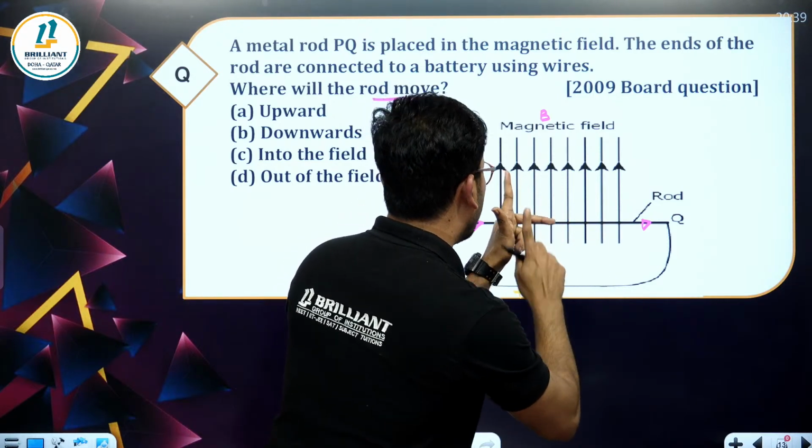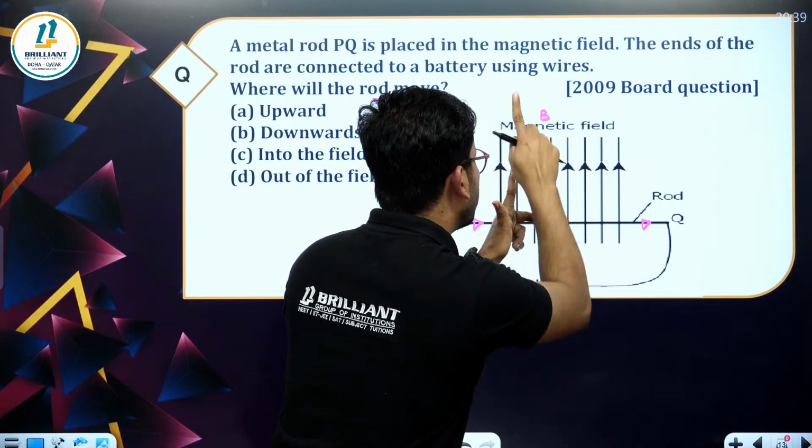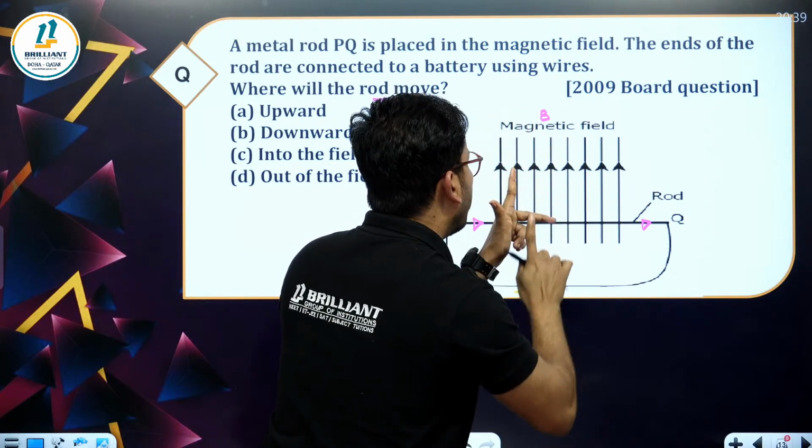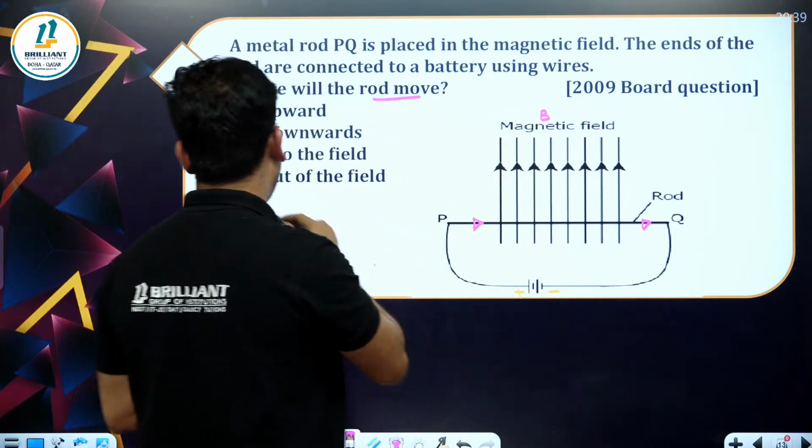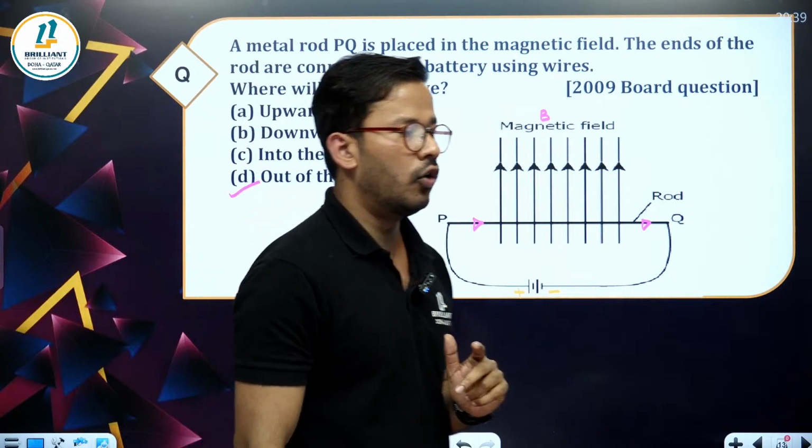This is current. Can you see? This is the magnetic field going up. Current, magnetic field, current, magnetic field. Thumb, it is showing outward, right? Out of the field.